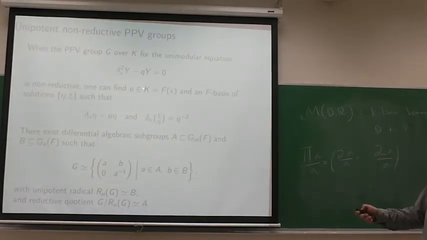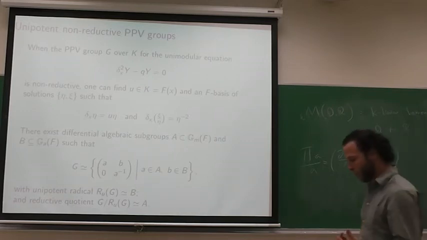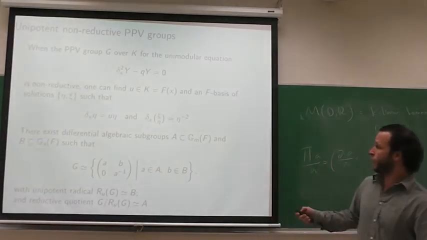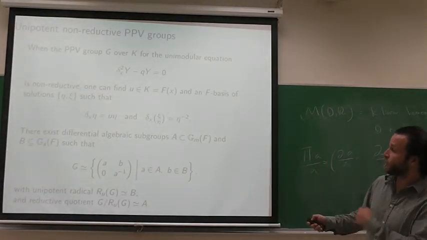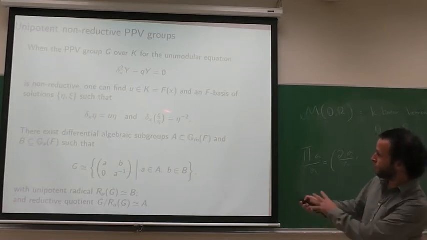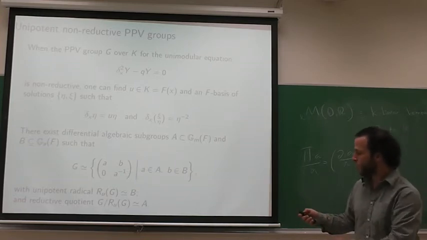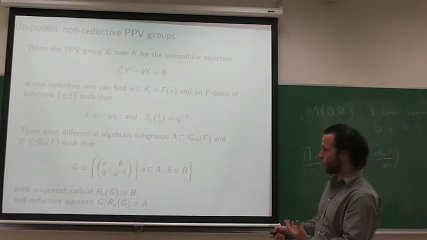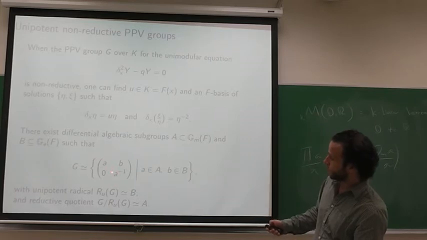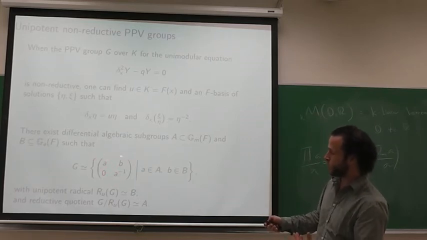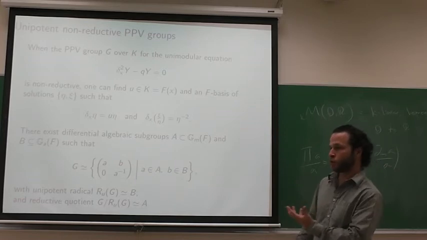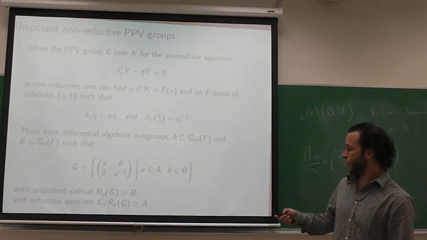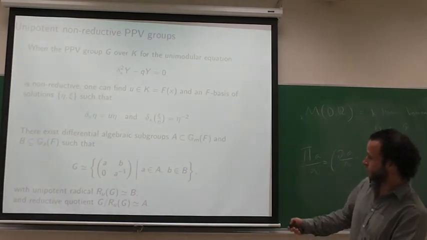So it turns out this comes from Kovacic's algorithm. When the group is not reductive, you can find very special solutions for your equation, and one of the solutions satisfies the first order equation, and then the other one satisfies this other relation. Concretely, for second order equations, you can say exactly what the unipotent radical is. They are the matrices that have ones along the diagonal and then just a B in here. Those are the unipotent matrices, and the unipotent radical is the subgroup of all those matrices. The reductive quotient in this case is exactly this group A.